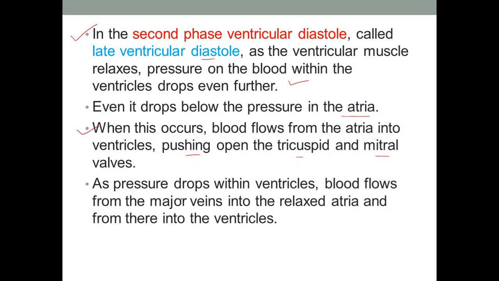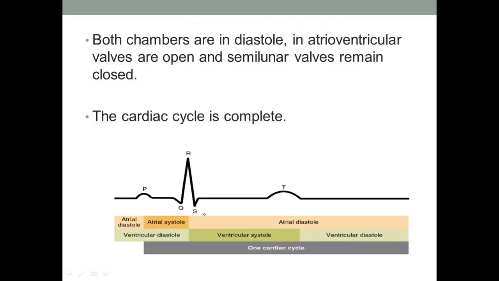As pressure drops within the ventricle, blood flows from the major veins into the relaxed atria and from there into the ventricle. Both the chambers are in diastole, that is, in the relaxation stage.